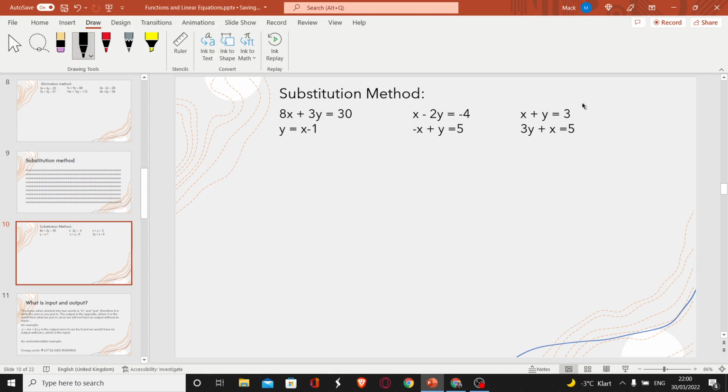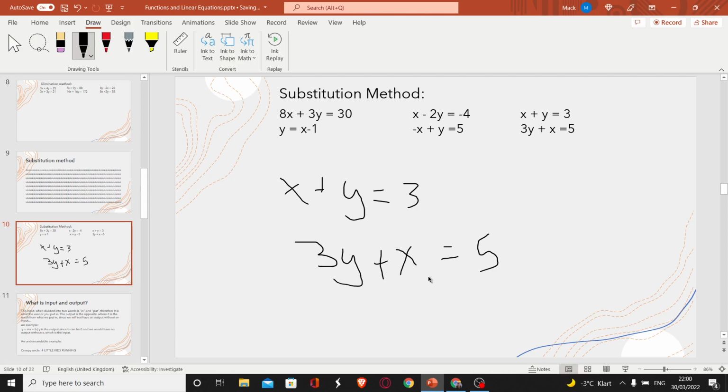Alright, now we move on to the last question and then we end. x plus y equal to 3, 3y plus x equal to 5. Same thing here. I'll take y on one side. You can also take x on one side, doesn't matter, but I'm just choosing y because I can. My slideshow, my rules, why do you care?